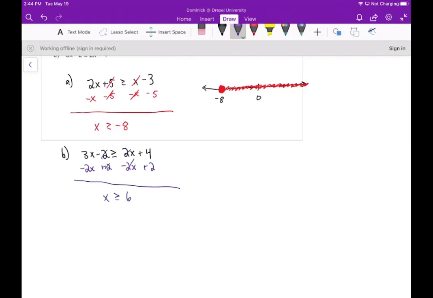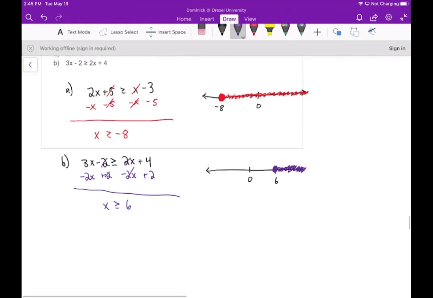So it looks like here, if 0 is here and 6 is here, we're going to get something very similar because we still have the equal sign. So I want to include 6 and have a closed circle on 6. And if I want numbers that are greater than 6, I would shade to the right. So I'm going to have something like that. That's what we mean when we are solving any inequality and then graphing the solution set on the number line.